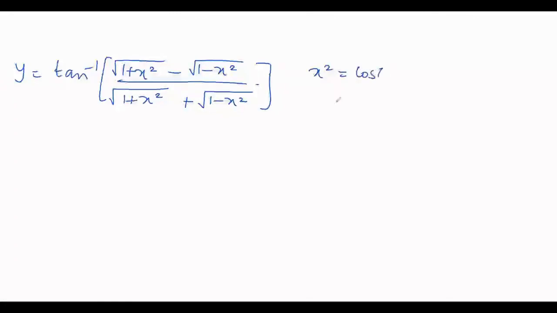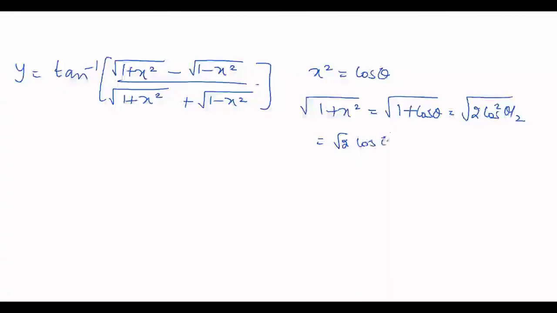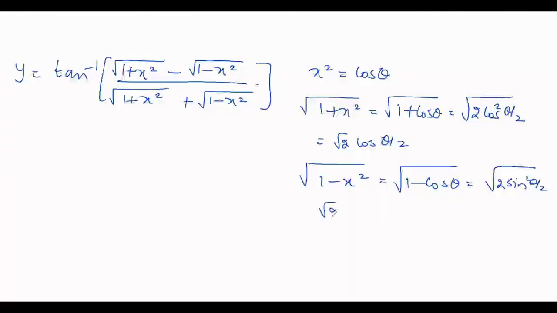So what is square root of 1 plus x squared? Square root of 1 plus cos theta, which is square root of 2 cos squared theta by 2, which gives me root 2 cos theta by 2. Similarly, square root of 1 minus x squared is square root of 1 minus cos theta, which is root 2 sine squared theta by 2. So I get this as root 2 into sine theta by 2.